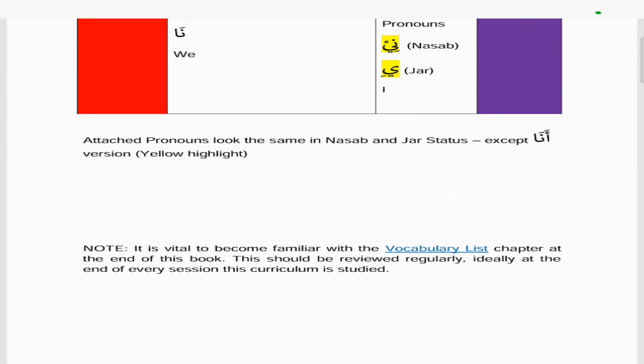So as per usual, we advise our students to have a look at the vocabulary list, the vocabularies chapter at the end, and review this regularly, ideally at the end of every session this curriculum is studied, so that your knowledge of Arabic grammar grows with your vocab, inshallah.